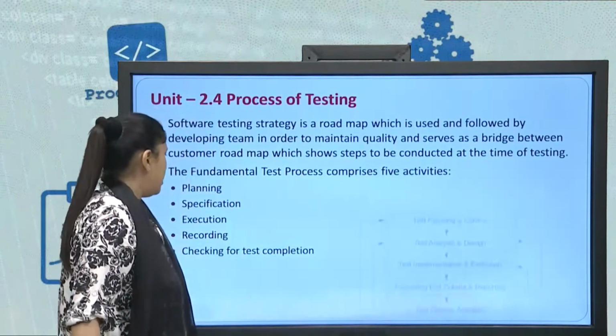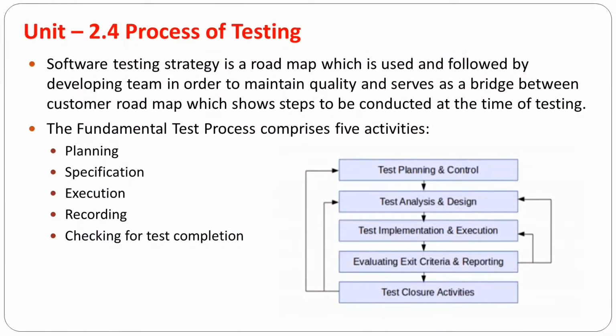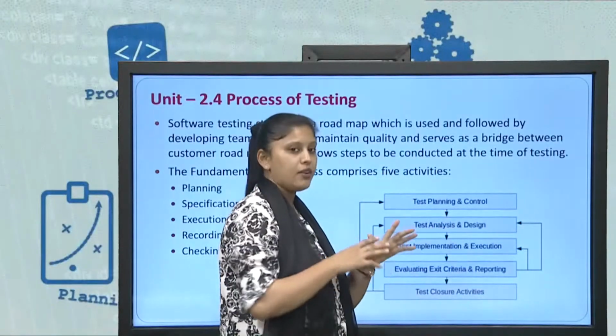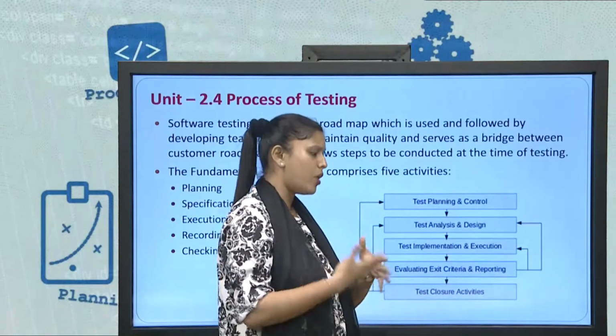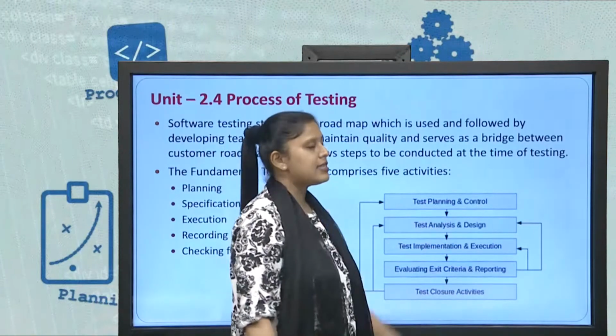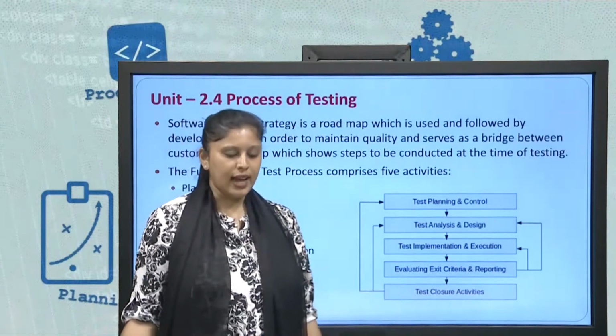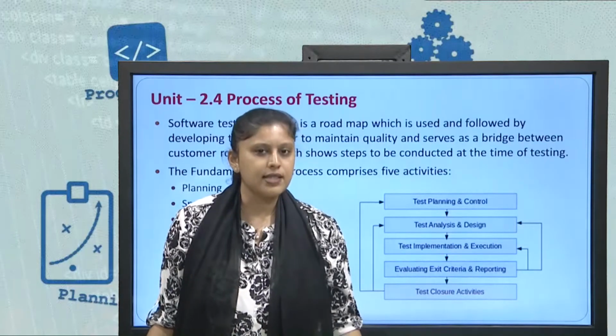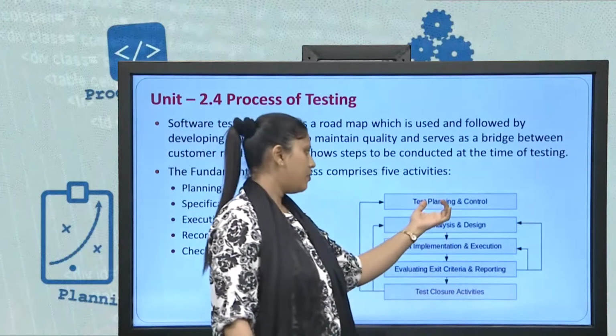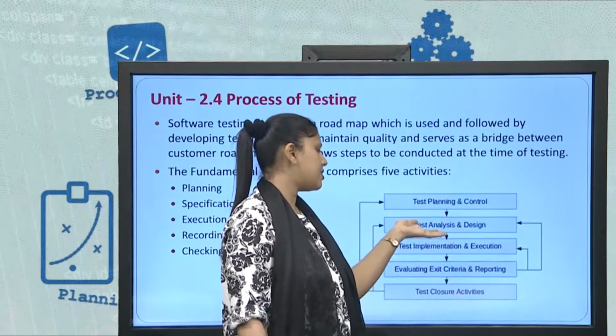I hope everybody can see one diagram here. It says test planning and control. So, the very first thing is planning. We plan what we are going to test and how we are going to test. Then test analysis and design. Anything that we do, maybe analysis, design or anything, needs first a planning. Then we do test analysis and design.